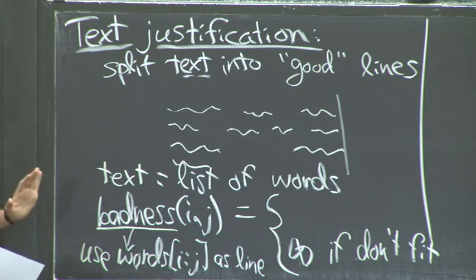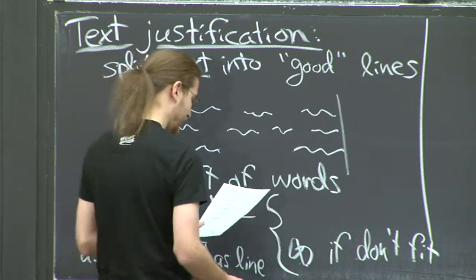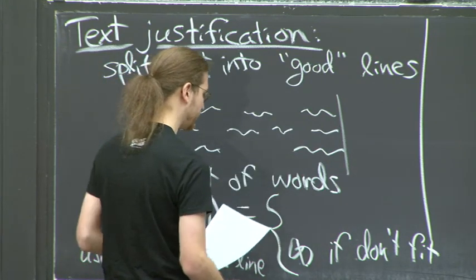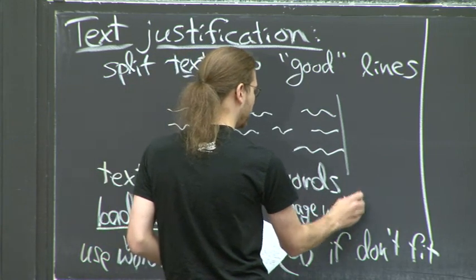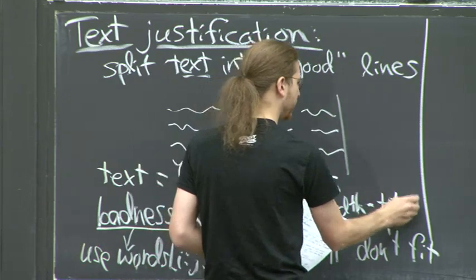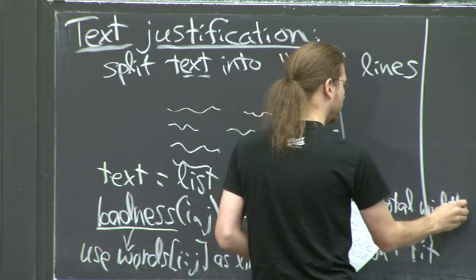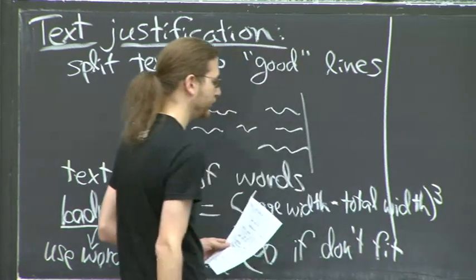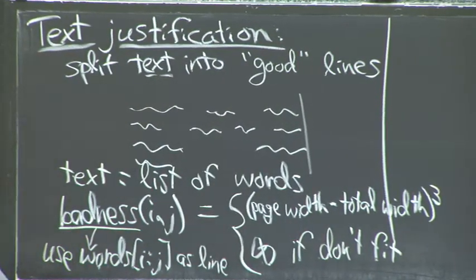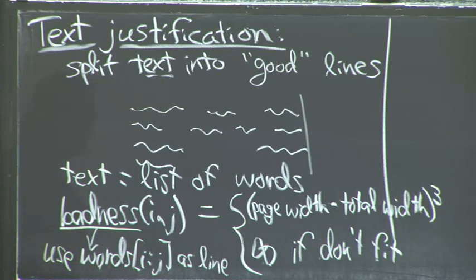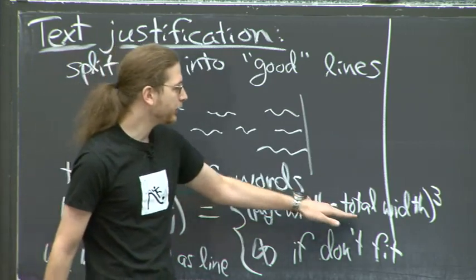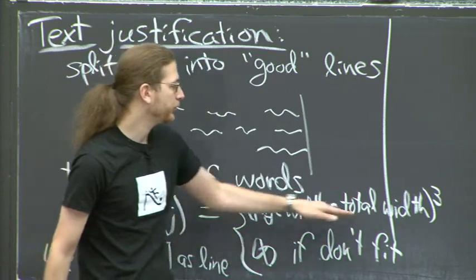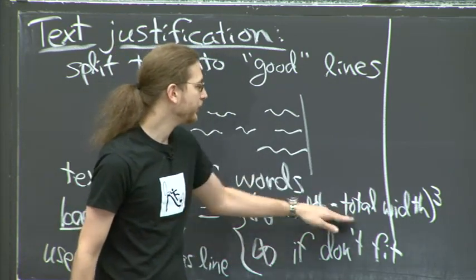This is actually LaTeX sloppy mode, if you want to be technical. Otherwise, it's going to be page width minus total width, cubed. Why cubed? Who knows? This is the LaTeX rule. And squared would probably also be fine. So this is the width of the page minus the total width of those words, where you also have to include the spaces. You take the difference, you cube it.